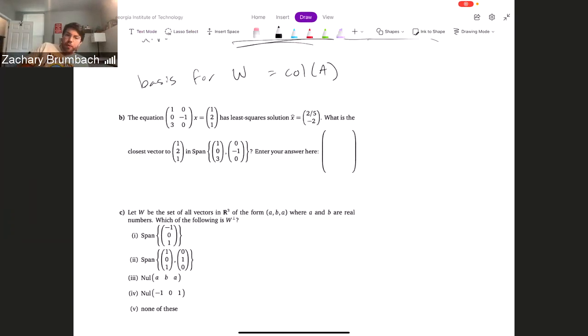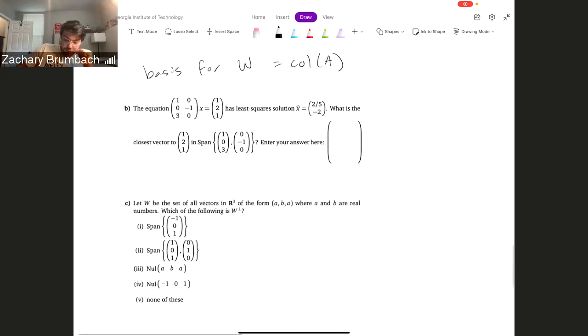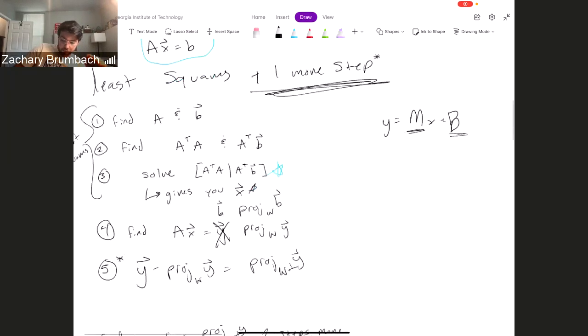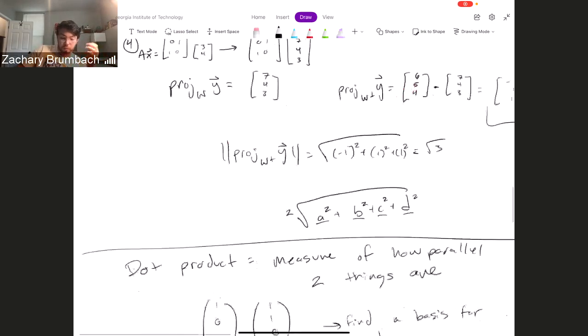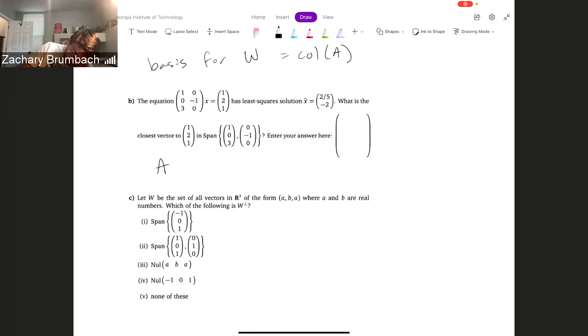Ready? So this is 3B from the practice exam. This states that the equation AX equals that has a least squares solution of this. So what is the closest vector to it in the span? Well, that is quite lovely because when we go back to look at our steps here, step 3 was to find x, right? That's given to us. So now all we have to do is step 4 and we're done. Because step 4 gives us the closest thing to it. We just multiply A times, in this case, our x hat is what it's called.